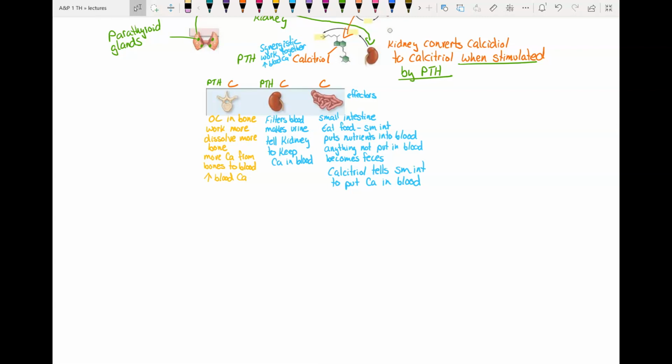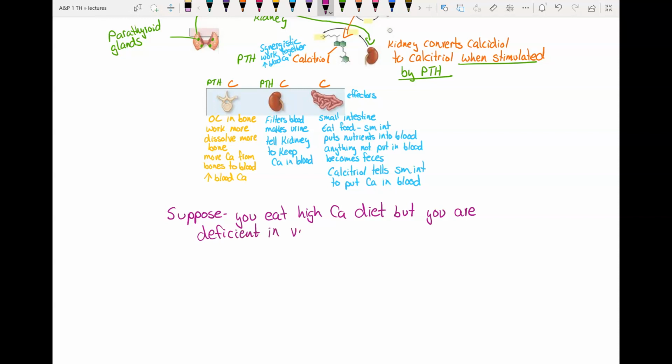Let's just suppose that you eat a high calcium diet. So you are putting lots of calcium into your small intestine, but you lack vitamin D. Okay, so you never go out in the sun, you don't eat foods that have vitamin D, your body's lacking vitamin D. What do you think is going to happen to all that calcium that you eat?